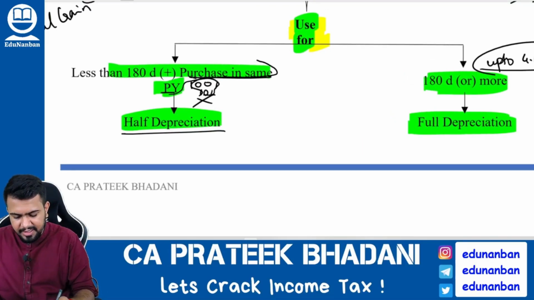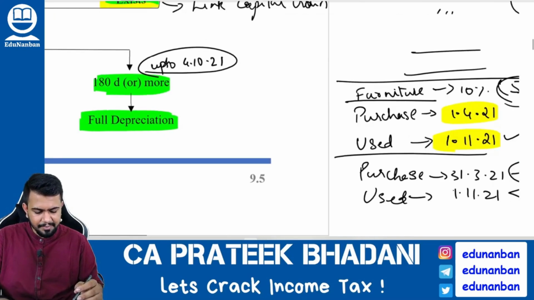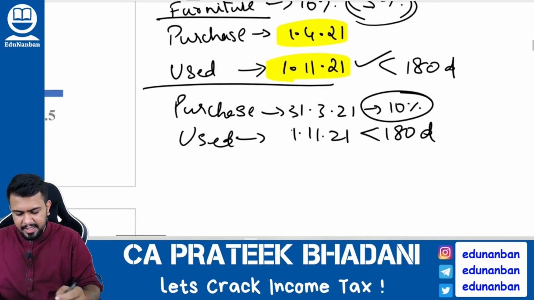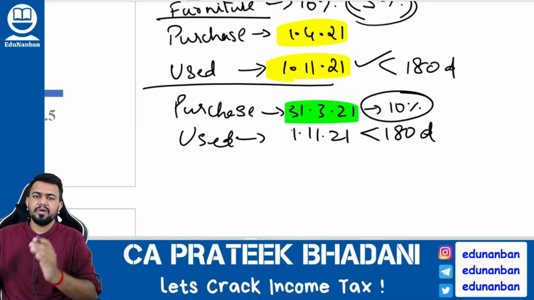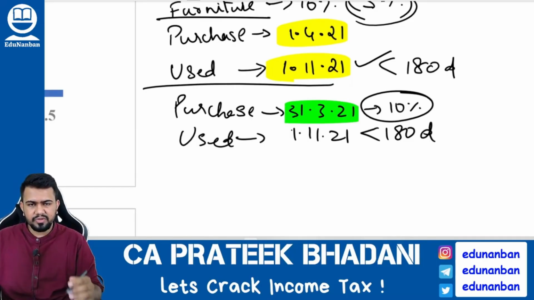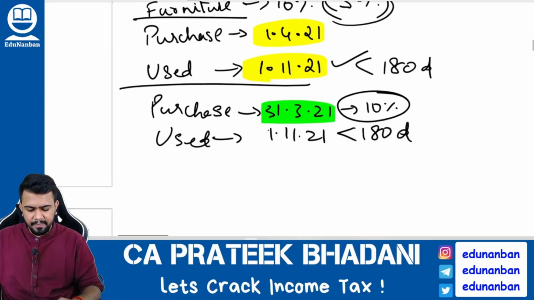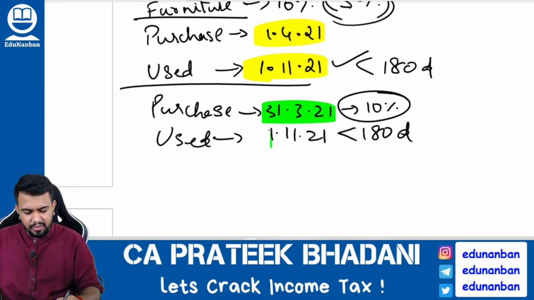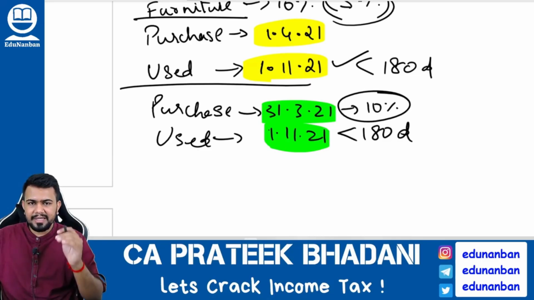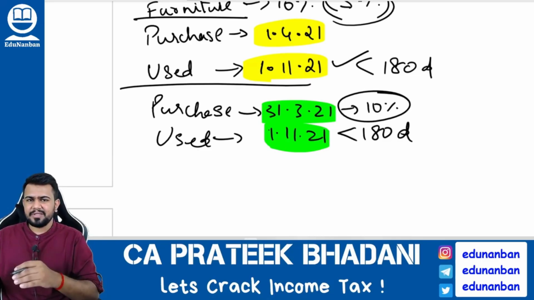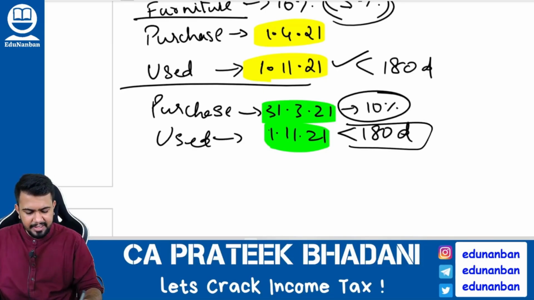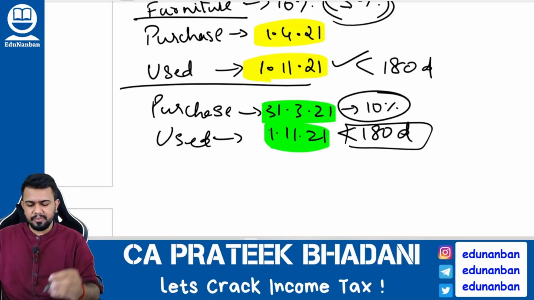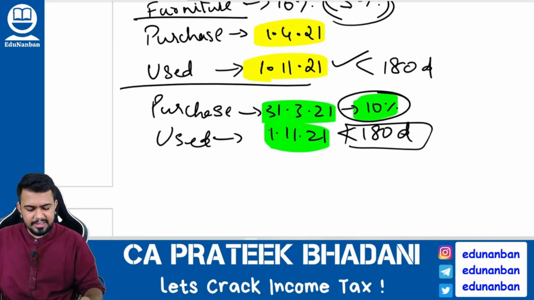I have given it here in the year of purchase. So for example, see, if I have purchased a furniture on 31st of March 2021, which is previous year 2021, and then I have started using the furniture only on 1st of November in the year 21-22. So in the previous year I purchased, okay, and during 21-22 I have used it for less than 180 days. So in such case, what will be the rate of depreciation? Answer is, the rate of depreciation will be the full rate of depreciation, that is 10%.